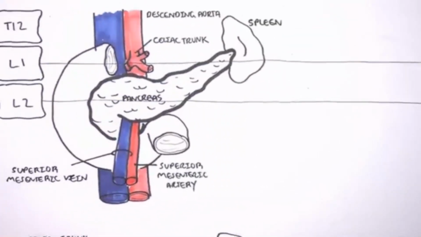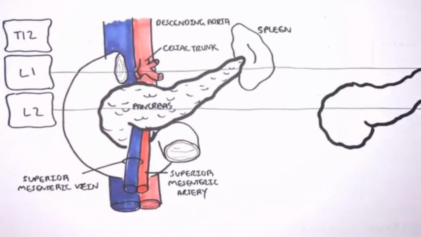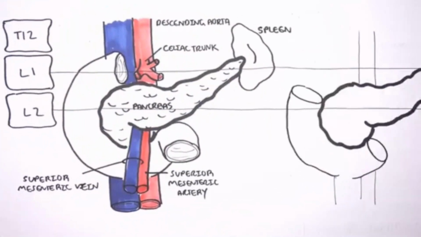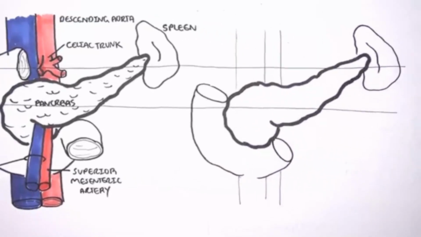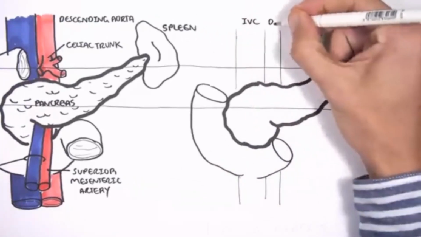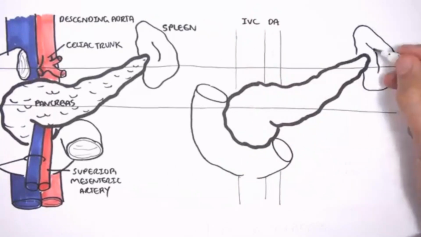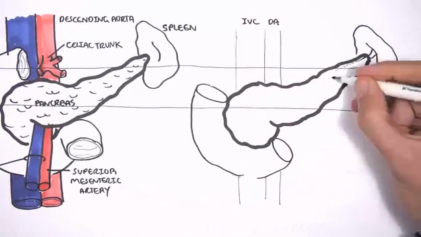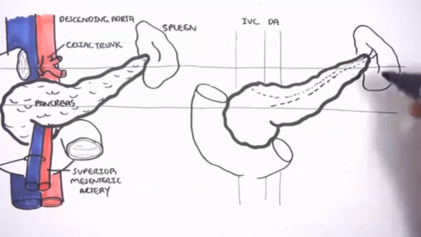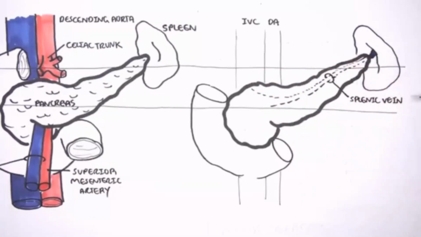So those are the important arteries to remember about the pancreas. Let's look at the veins now. Here is the pancreas again, and behind it is the inferior vena cava and the descending aorta. Draining from the spleen is a splenic vein, and this travels posterior behind the pancreas.